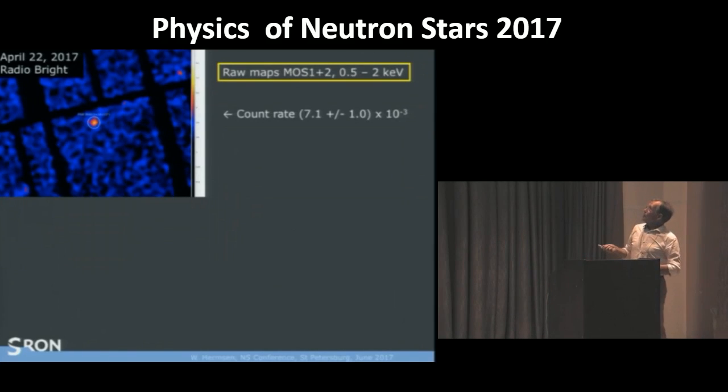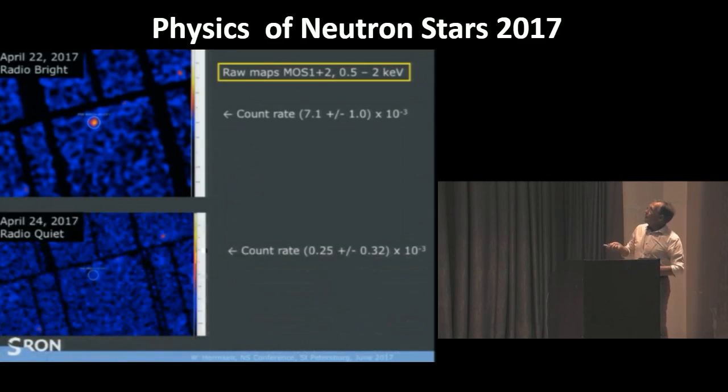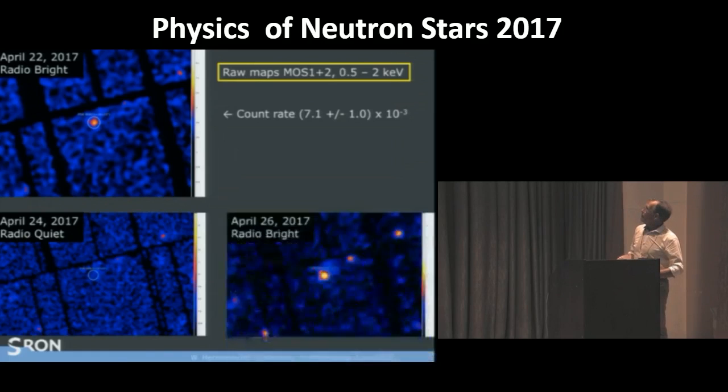In the first and the second observation, we nicely detected the source. This is a raw map. But on April the 24th, when it was in the quiet mode, we did not see the source, and the count rate was consistent with 0. The next day, or the second day after, in the radio bright mode, we do see again the X-rays. And it was also the 28th and the 30th.